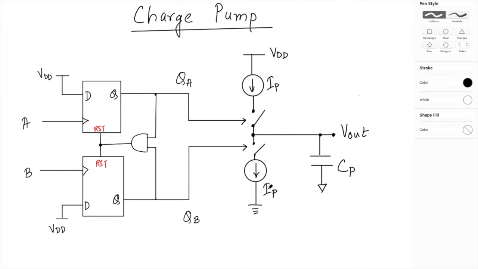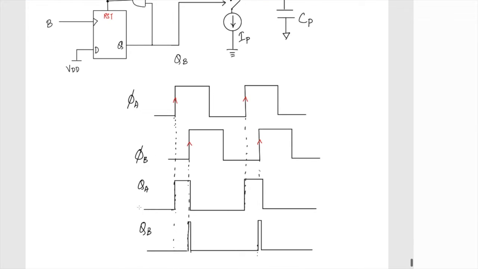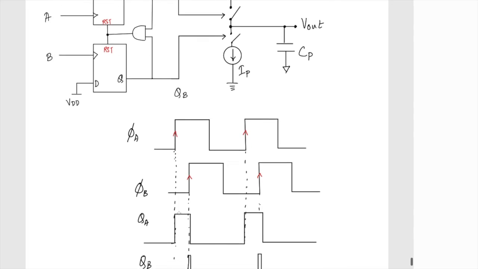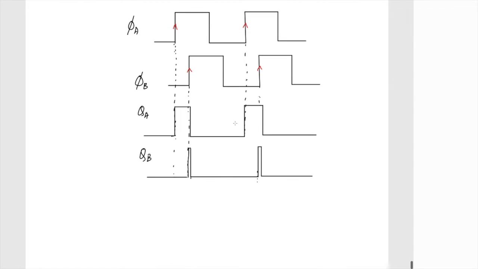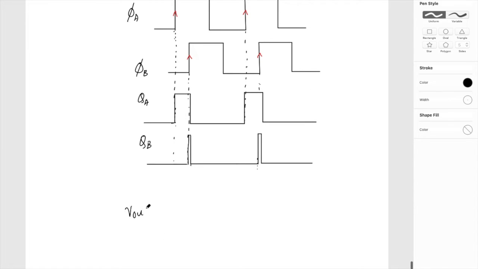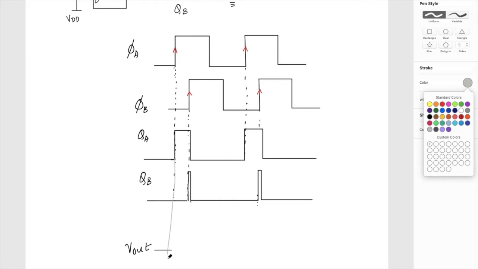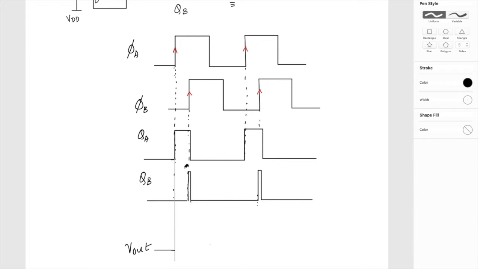Let's see some example. So consider this example. This is phi A, phi B, and QA and QB. Let's analyze this voltage V out and draw its waveform. When QA is high, slowly there will be a ramp voltage, I should set it till this point. My voltage is going to ramp up.